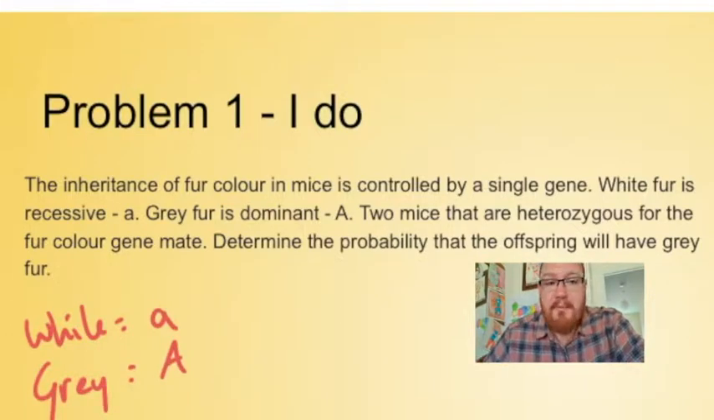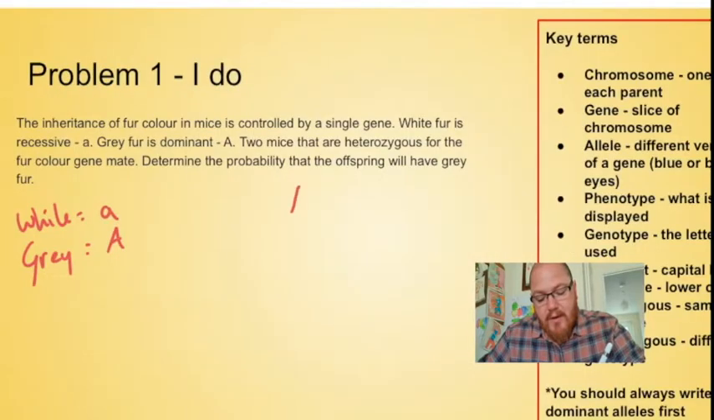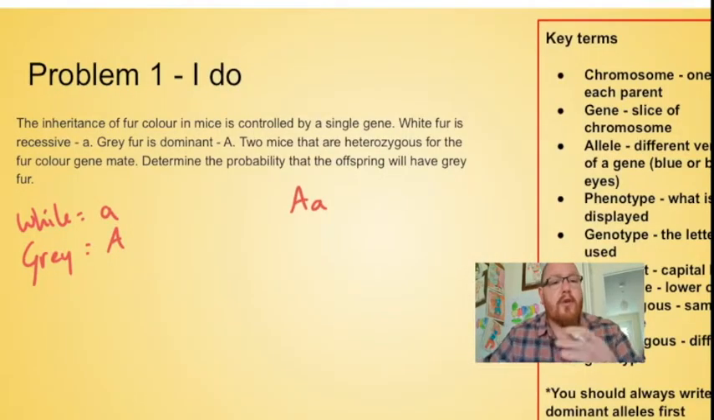That tells me in the question. Sometimes I'd have to make these letters up. Now, two mice that are heterozygous, so they're both different, so they've both got big A, little a, are crossed. Determine the probability the offspring will have grey fur. So let's answer the question once we've done the square.